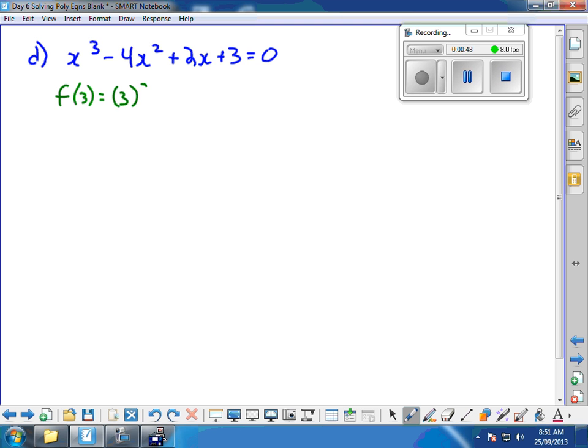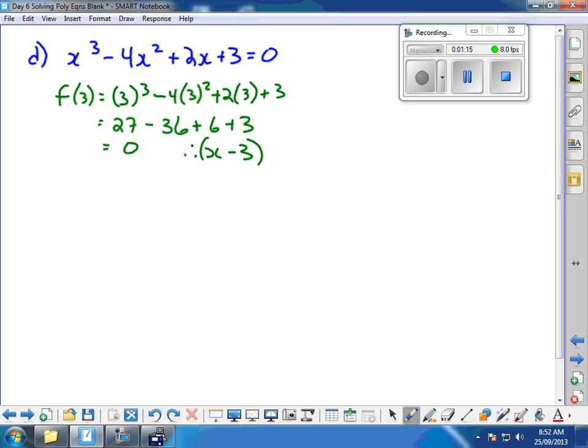So I'm going to go 3 cubed minus 4 times 3 squared plus 2 times 3 plus 3. 27 minus 27. Is that right? No. 3 squared is 9, times 4 is 36. So minus 36 plus 6 plus 3, and that equals 0. So shockingly, I guessed right on the very first time that 3 worked. So that means x minus 3 is a factor.